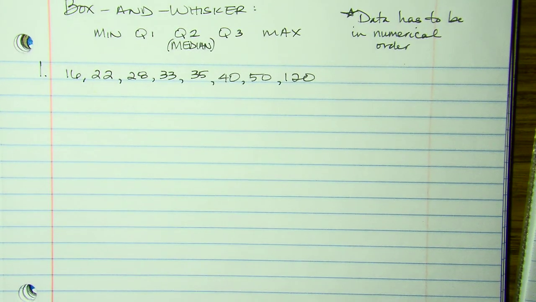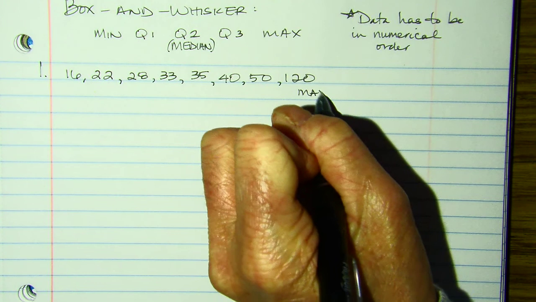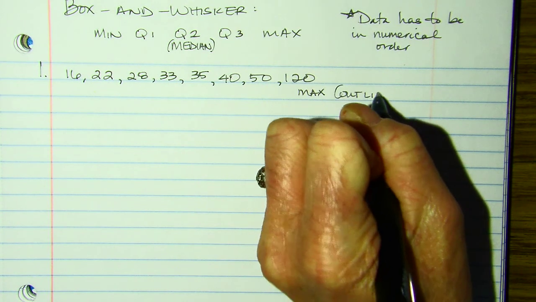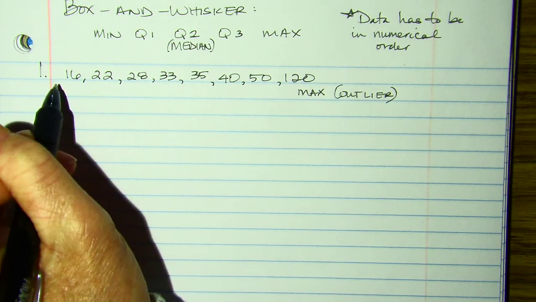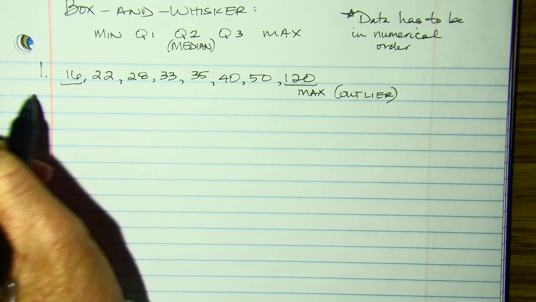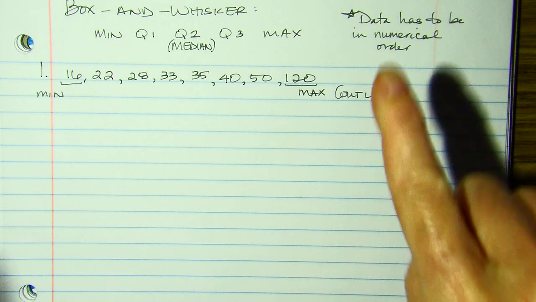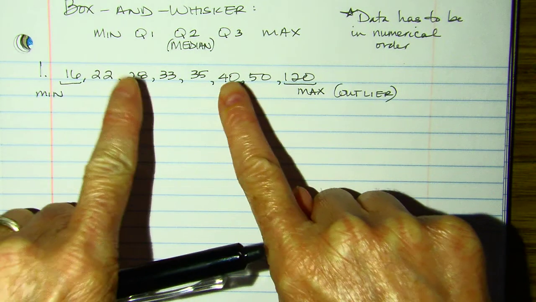All right, so looking at this data, I was talking about outliers earlier. An outlier is a piece of data that obviously doesn't fit the rest, and it skews your data because it will either increase or decrease your mean and your median and all that. In this one, I hope you can see that 120 is not only my max, but it is also my outlier. So I know that 120 is my maximum, and I know that 16 is my minimum because it's the smallest.